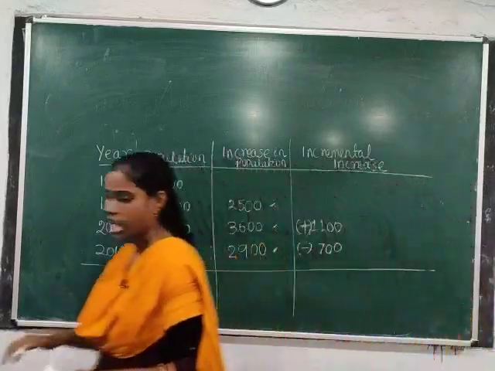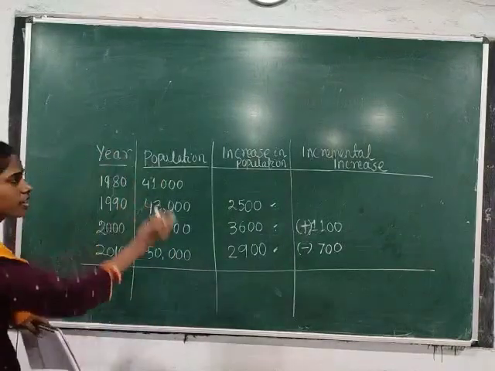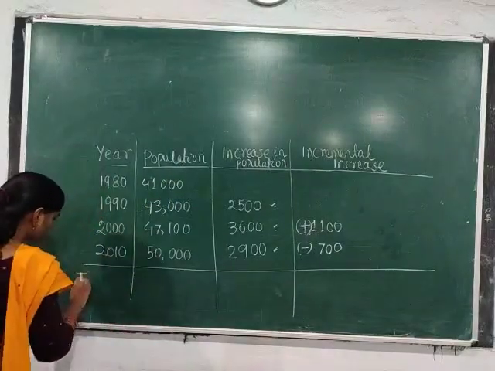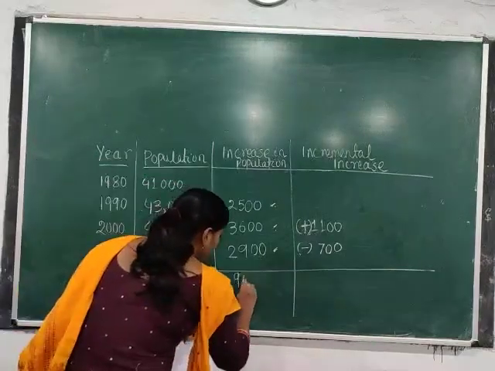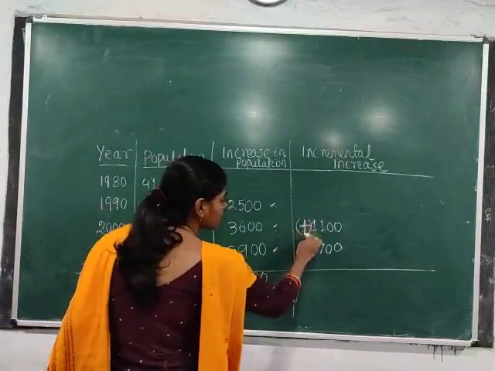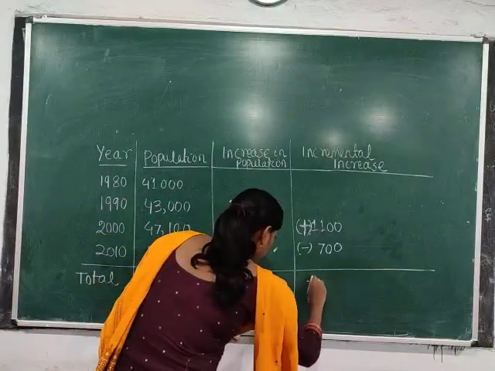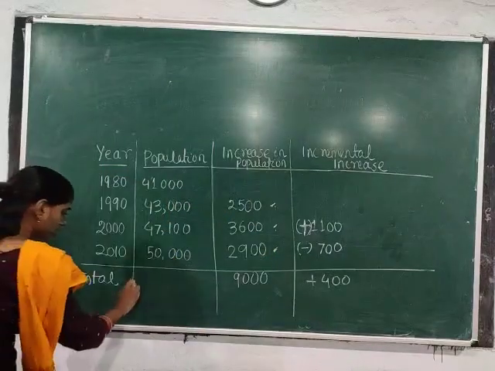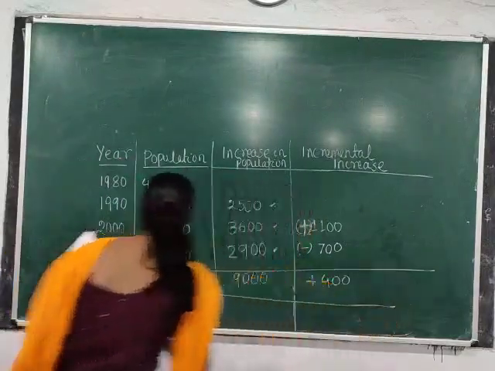Next, as per our formula, we need to find the average of the increase in population and the average of the incremental increase. The total increase in population is 9000, and the incremental increase is plus 1100 and minus 700. So the net increase is plus 400. Then we will find out the average.